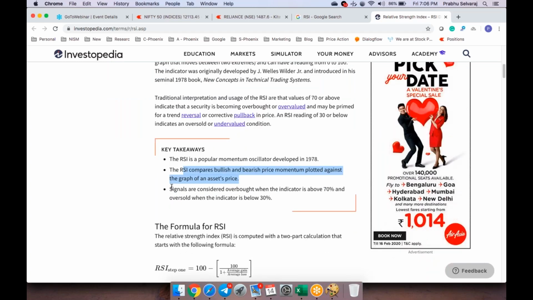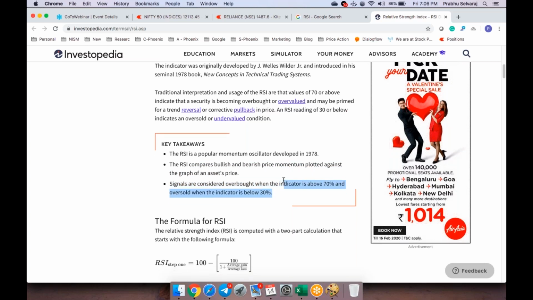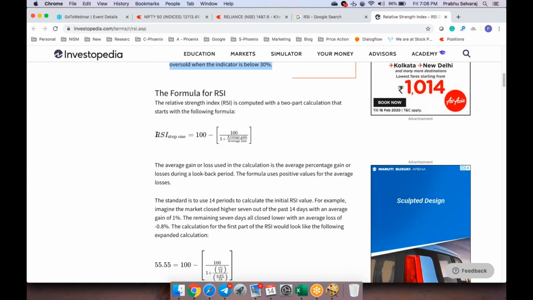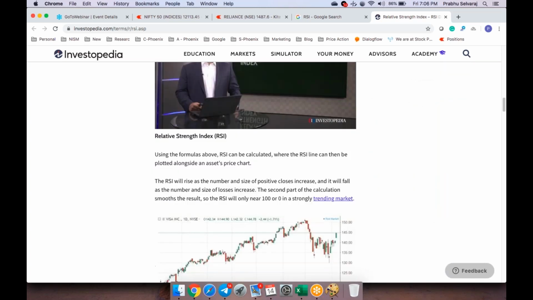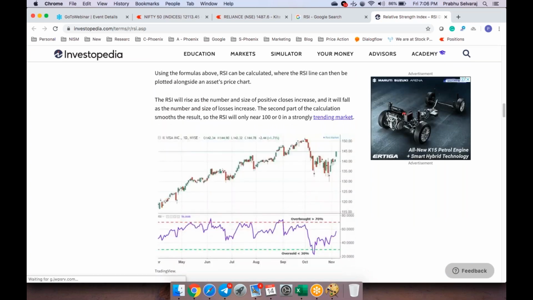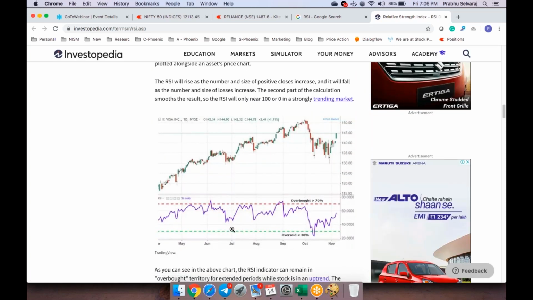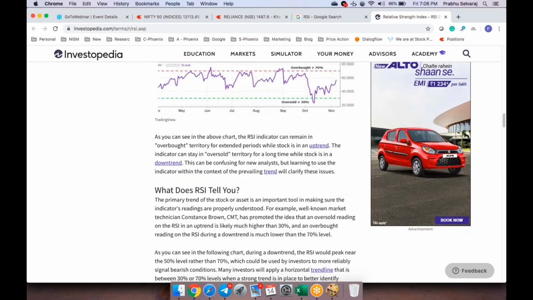The signal is considered when the indicator is above 70, it's overbought, and below 30 it's oversold, but we will not use 30 and 70, we will use something else. This is the formula for the RSI. It basically tells you the overbought and oversold zones. It comes between two lines, plotted between 70 and 30. So this is how the RSI will work.